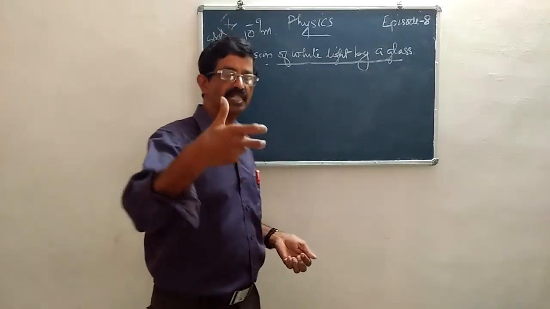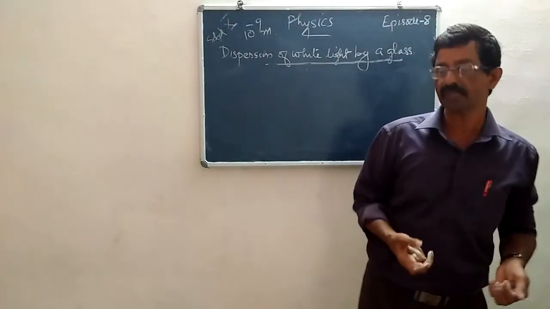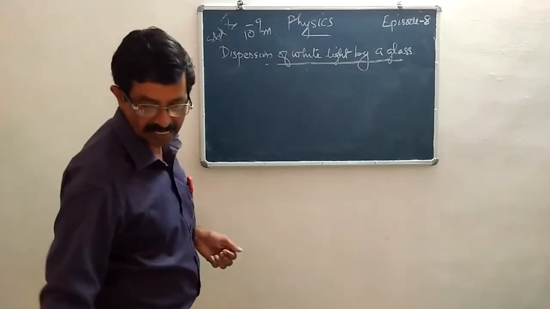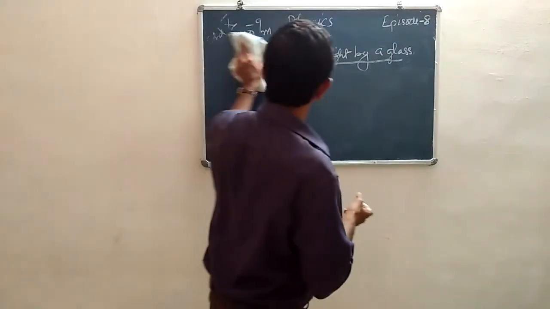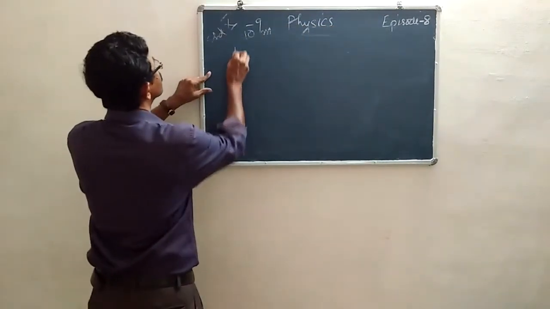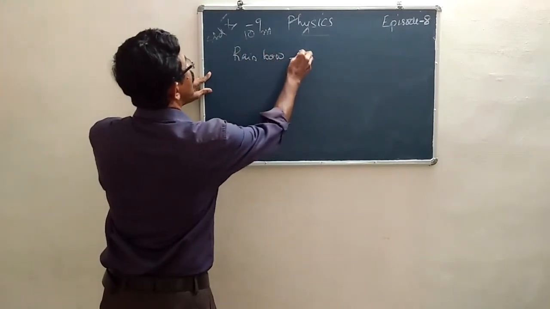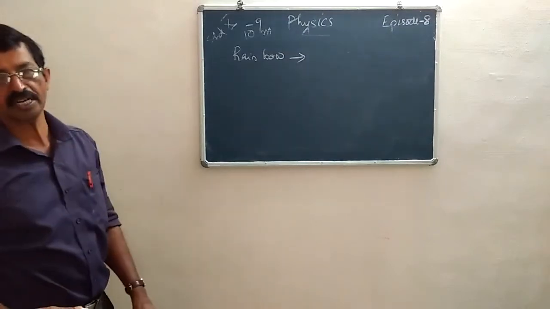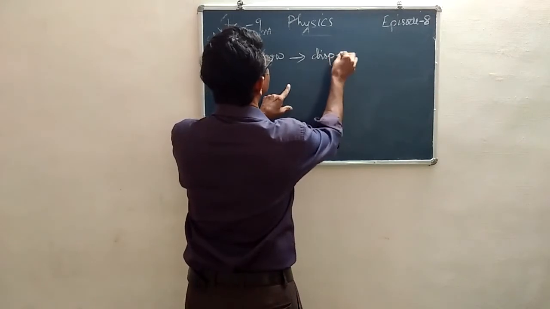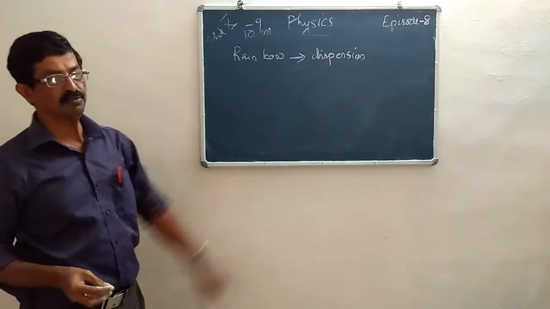Now, the most spectacular spectrum which you see in the sky is the rainbow. Now we can discuss the rainbow. First of all, you want to know how a rainbow is formed. A rainbow is formed due to dispersion.